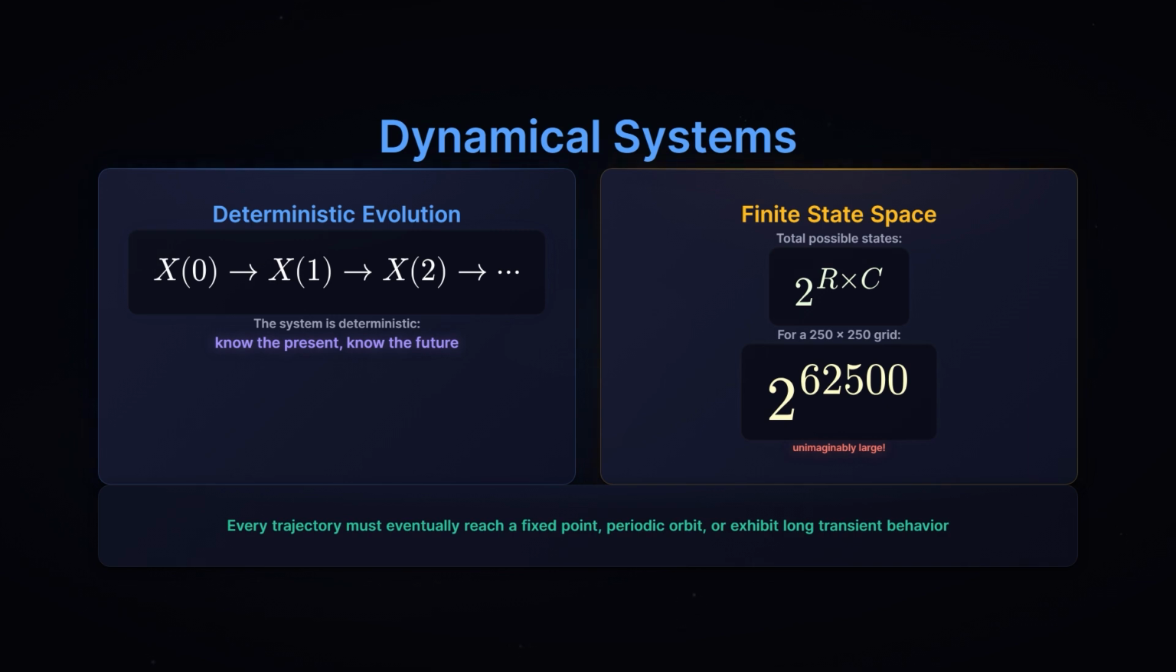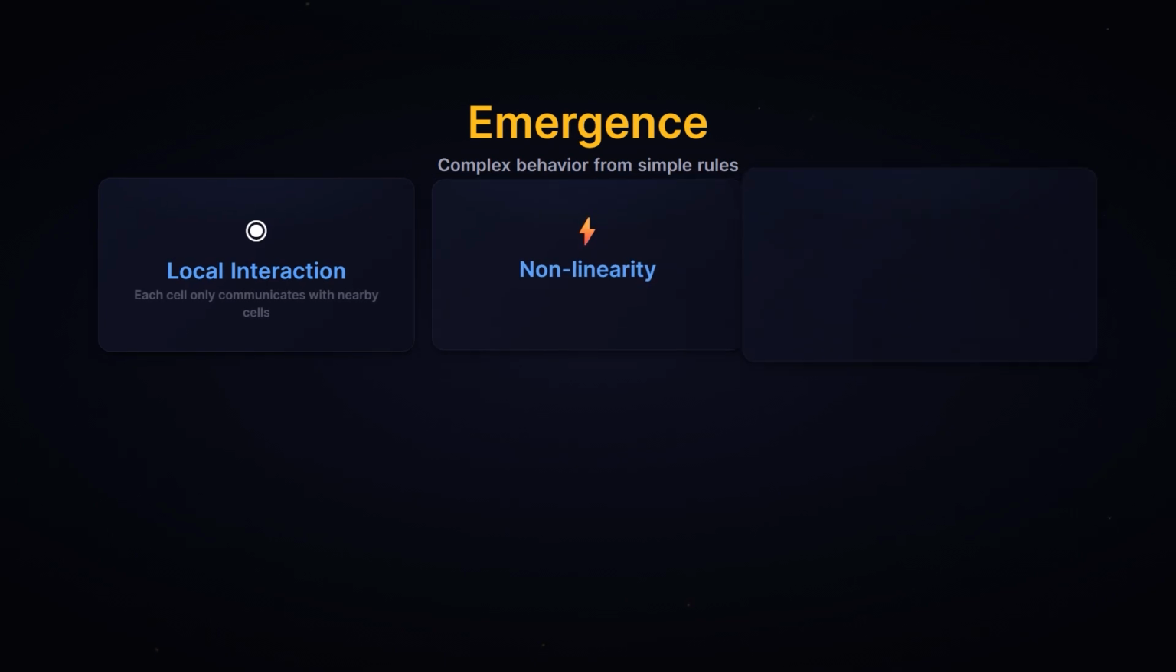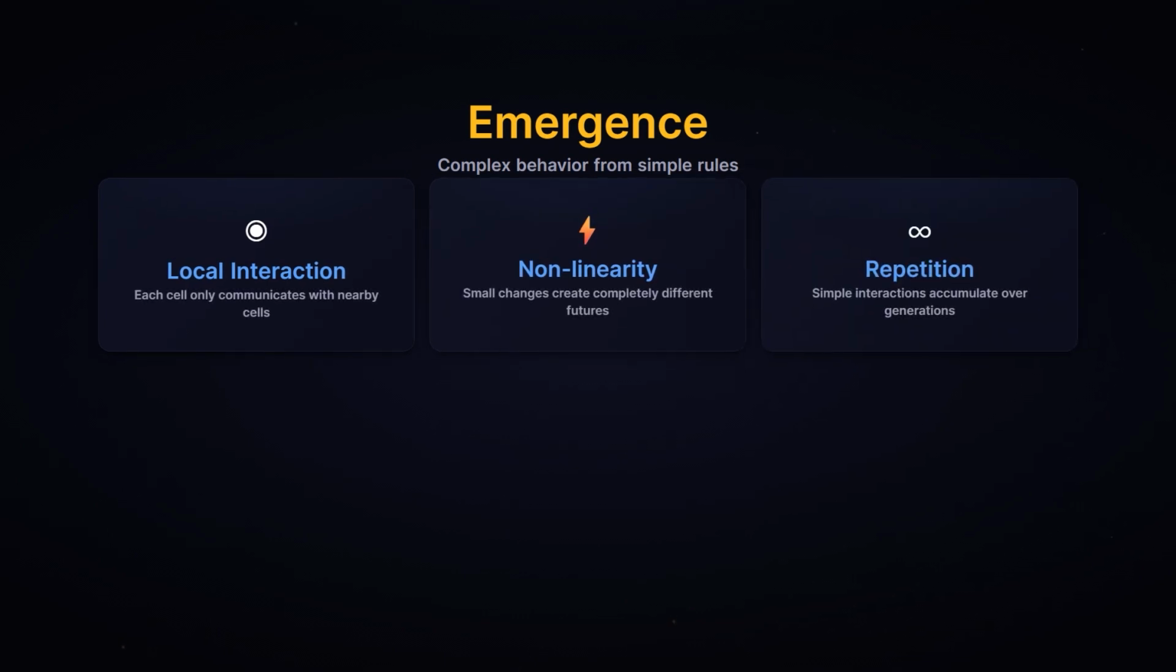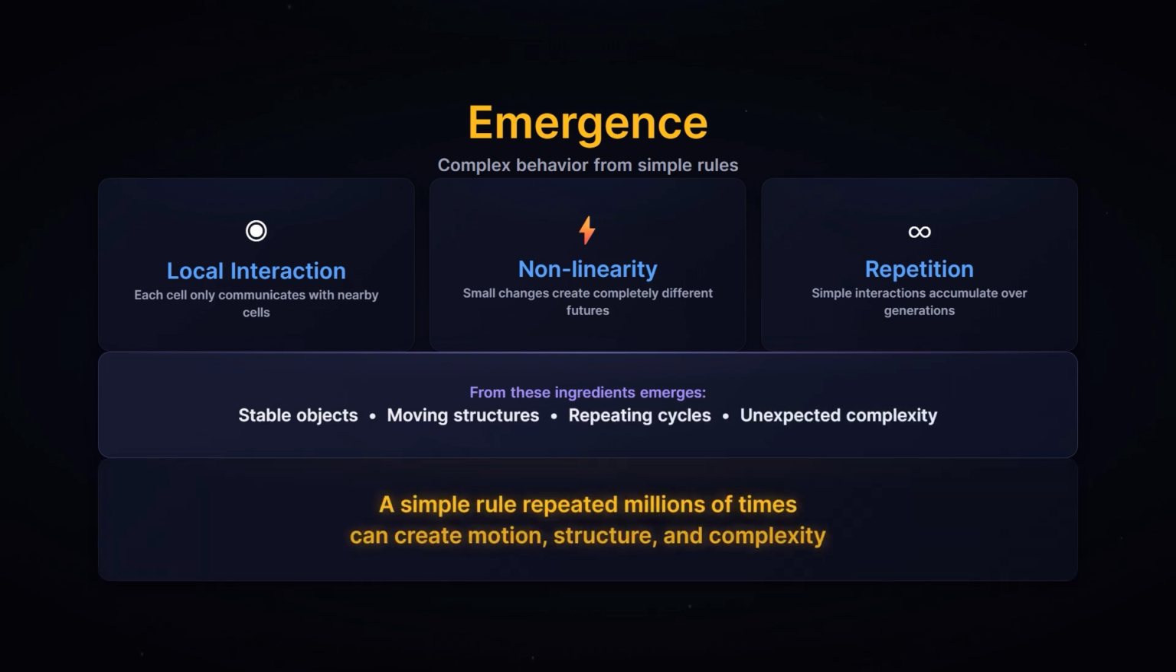So this program is not just drawing moving squares on a screen. It is implementing a mathematical universe, a nonlinear system evolving on a two-dimensional lattice, a world where every future state is created from the previous one through a simple local rule. A simple rule repeated millions of times can create motion, can create structure, and can create complexity. That is the beauty of Conway's Game of Life, a universe built from mathematics alone.